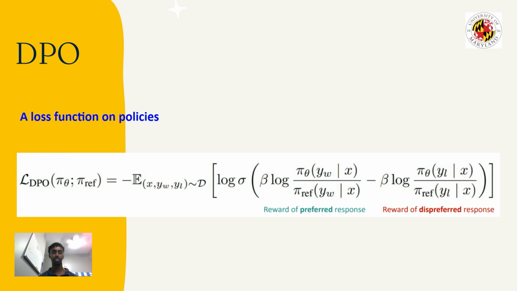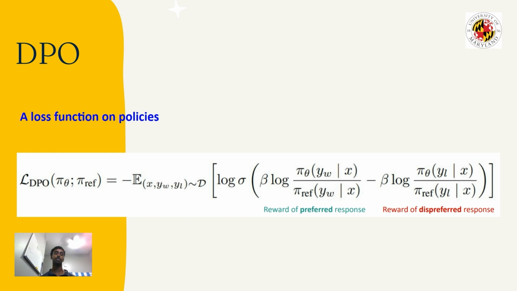So this brings us to our final loss function on our policy directly, where we define the negative expectation of log sigmoid of beta times the reward of your preferred response minus beta times the reward of your dispreferred response, except your reward is completely defined by the log of the policy you're trying to train versus the policy of your baseline model. This completely removes the need for reinforcement learning and training the reward model in general, and is a much more efficient strategy.